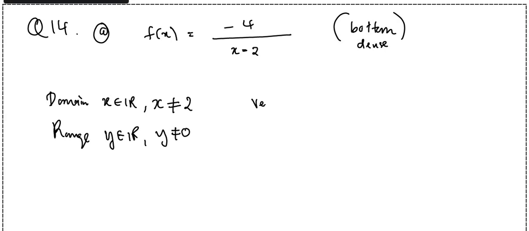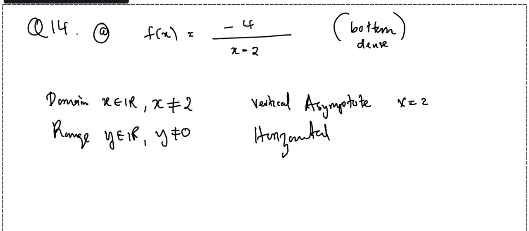Then we have to get the vertical asymptote. So the vertical asymptote is simply the number that the domain is not allowing. So when you solve the down part, you got what? x is equal to 2. That's our vertical asymptote. The horizontal asymptote is the number that the range is not allowing. So the horizontal asymptote is going to be y is equal to 0.